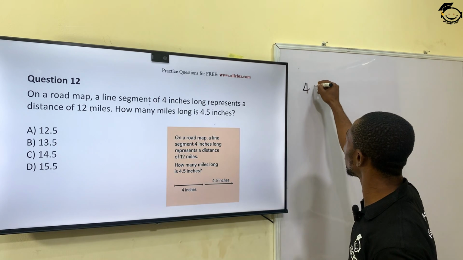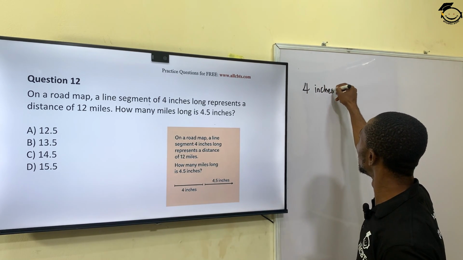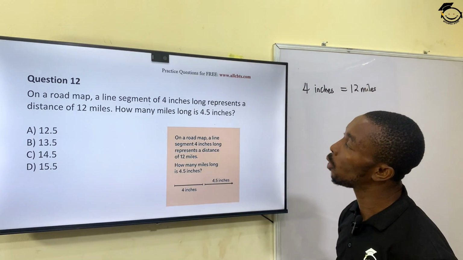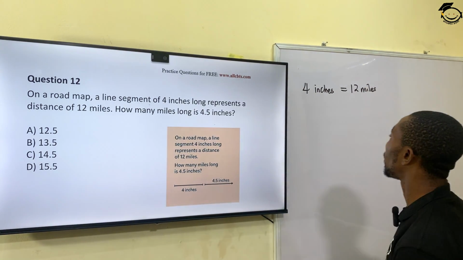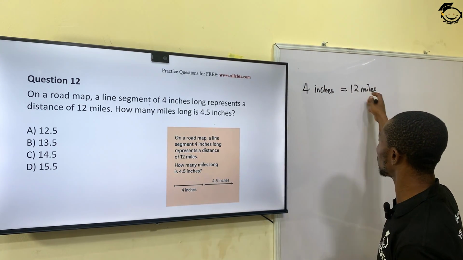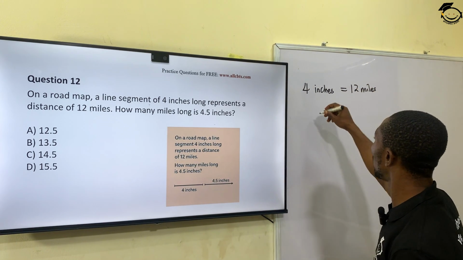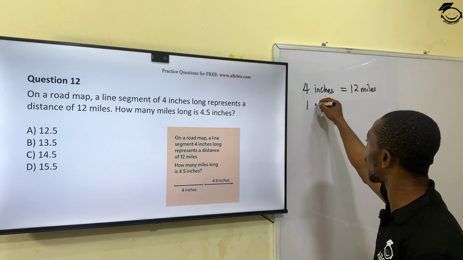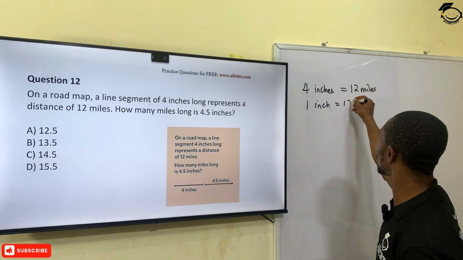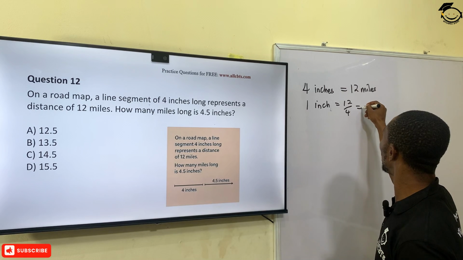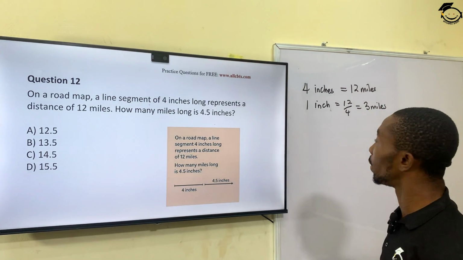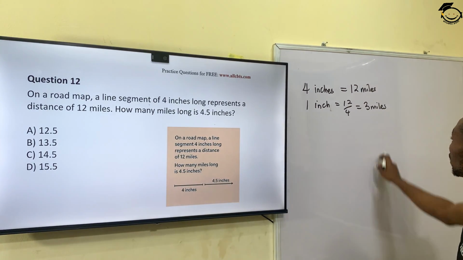So we have 4 inches equals 12 miles. Now, how many miles long is 4.5 inches? Either we go 4.5 inches direct and cross multiply, or we find our 1 inch. 1 inch equals 12/4, which gives us 3 miles. So 1 inch would be equal to 3 miles.